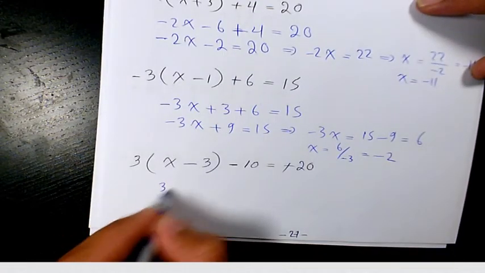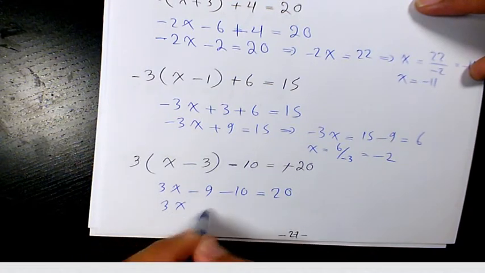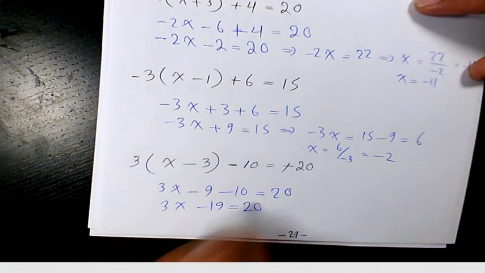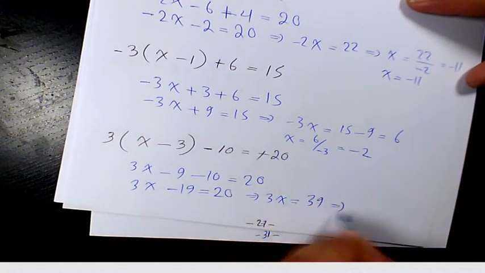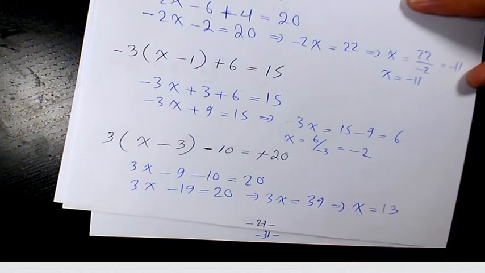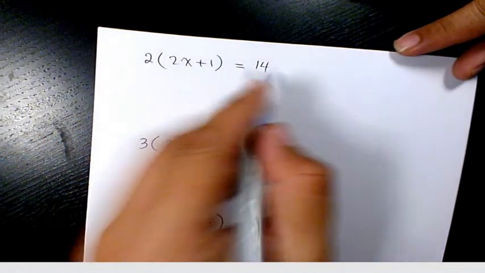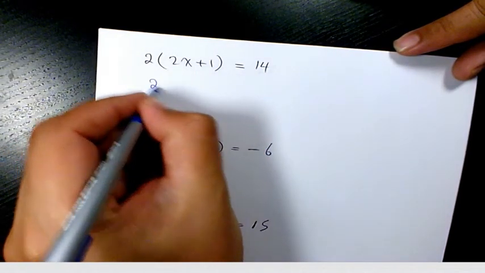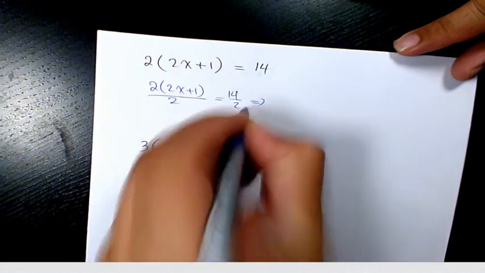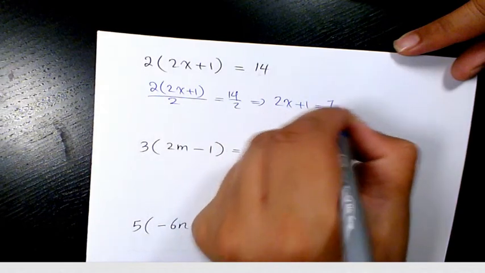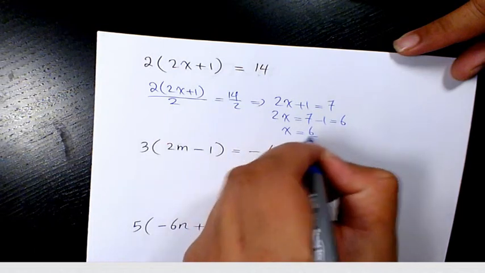Next one, 3 times x, 3x, 9, 10, 20. So 3x minus 19 equals 20. So it means that 3x equals 20 plus 19. That's going to be 39. So x will be 39 divided by 3, which is 13. Now this one, 2 times 2x plus 1 equals 14. We need to divide both sides by 2. So 2 times 2x plus 1 divided by 2 equals 14 divided by 2 is 7. So 2x plus 1 equals 7. It means that 2x equals 7 minus 1, that's 6. So x will be 6 divided by 2 is 3.